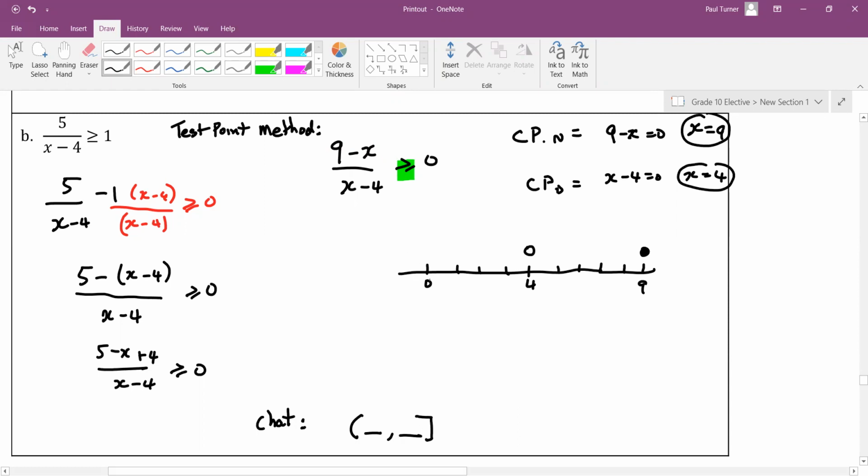Let's check some points. So if you check 0, you take 0 and put it into your inequality. So you've got 9 minus 0 on 0 minus 4. Is it greater than or equal to 0? Is this true? 9 over negative 4 greater than or equal to 0. That's going to be false. So this is false, and it's going to be false everywhere up until that critical point. You can check some if you want.